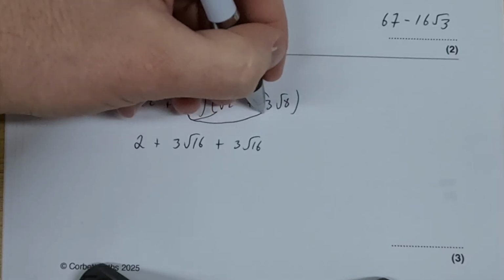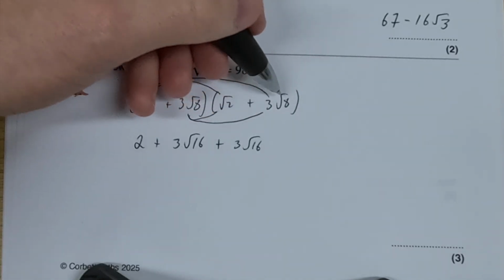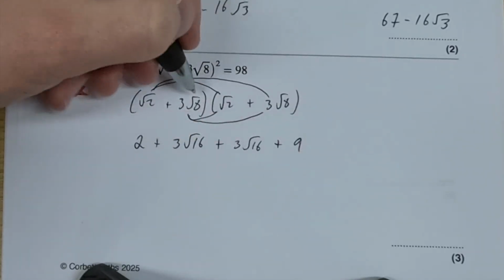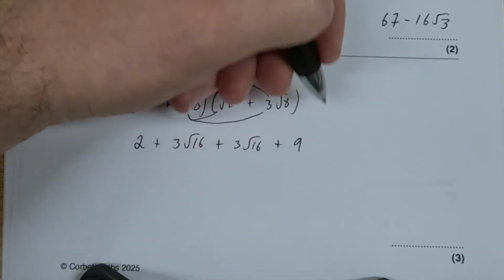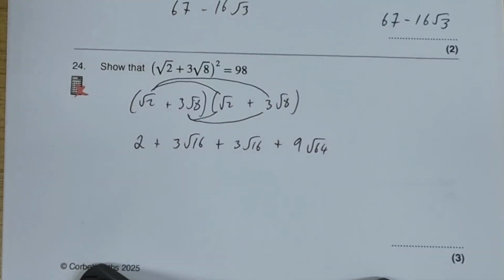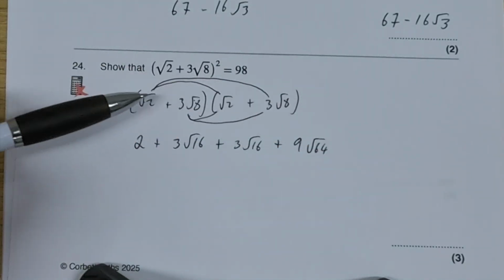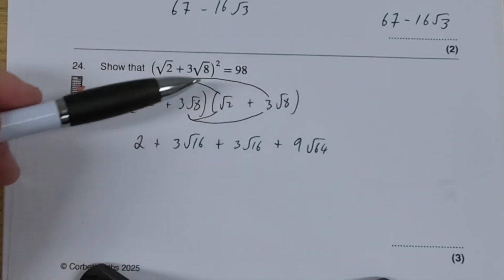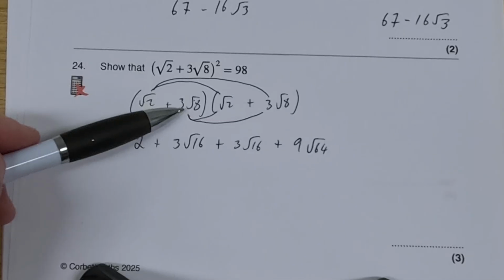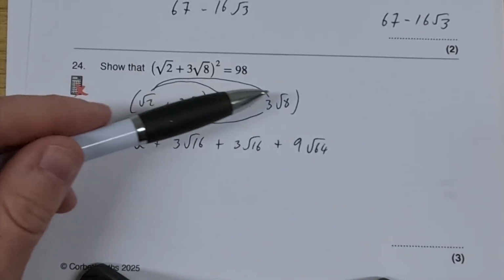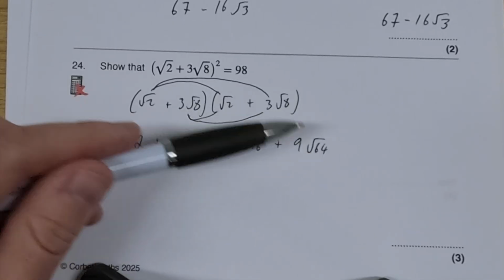And then finally, we've got 3 root 8 times 3 root 8. That'll be plus, and 3 times 3 is 9, and root 8 times root 8 is root 64, or just 8. I'm just going to write root 64 for the moment. Okay, so we've multiplied everything together. Root 2 times root 2 is 2. Root 2 times 3 root 8 is 3 root 16. 3 root 8 times root 2 is 3 root 16. And 3 root 8 times 3 root 8 is 9 root 64.